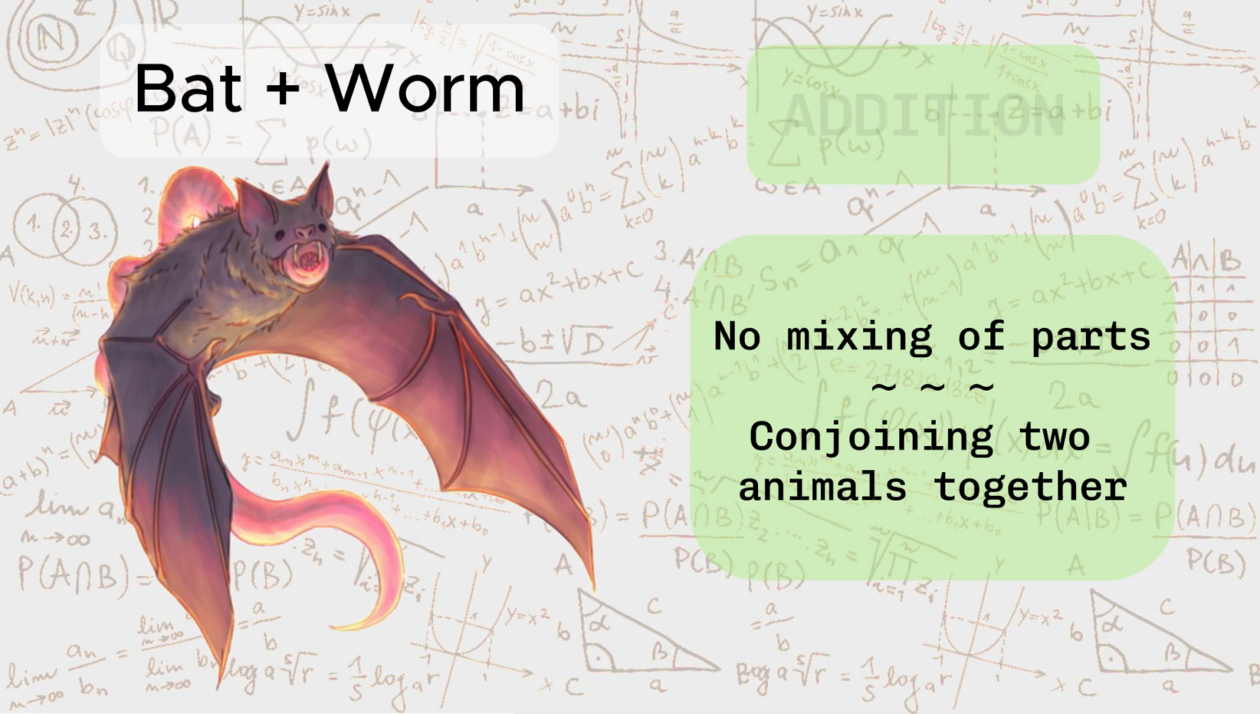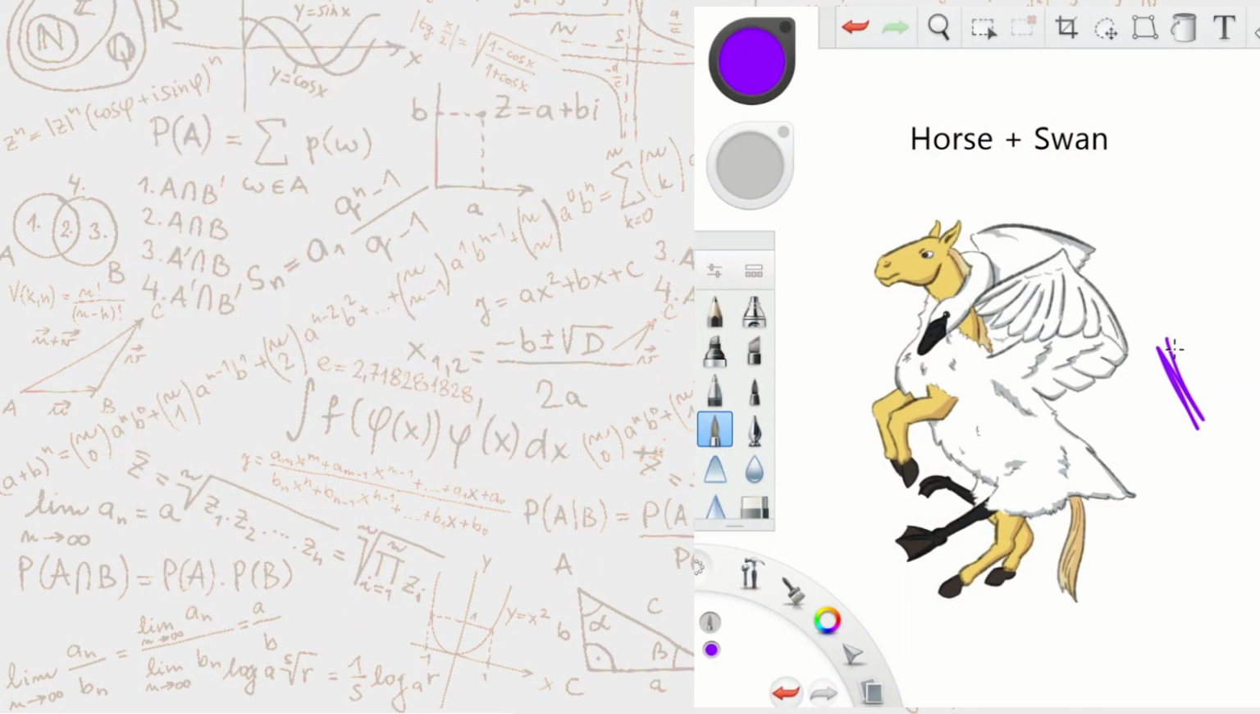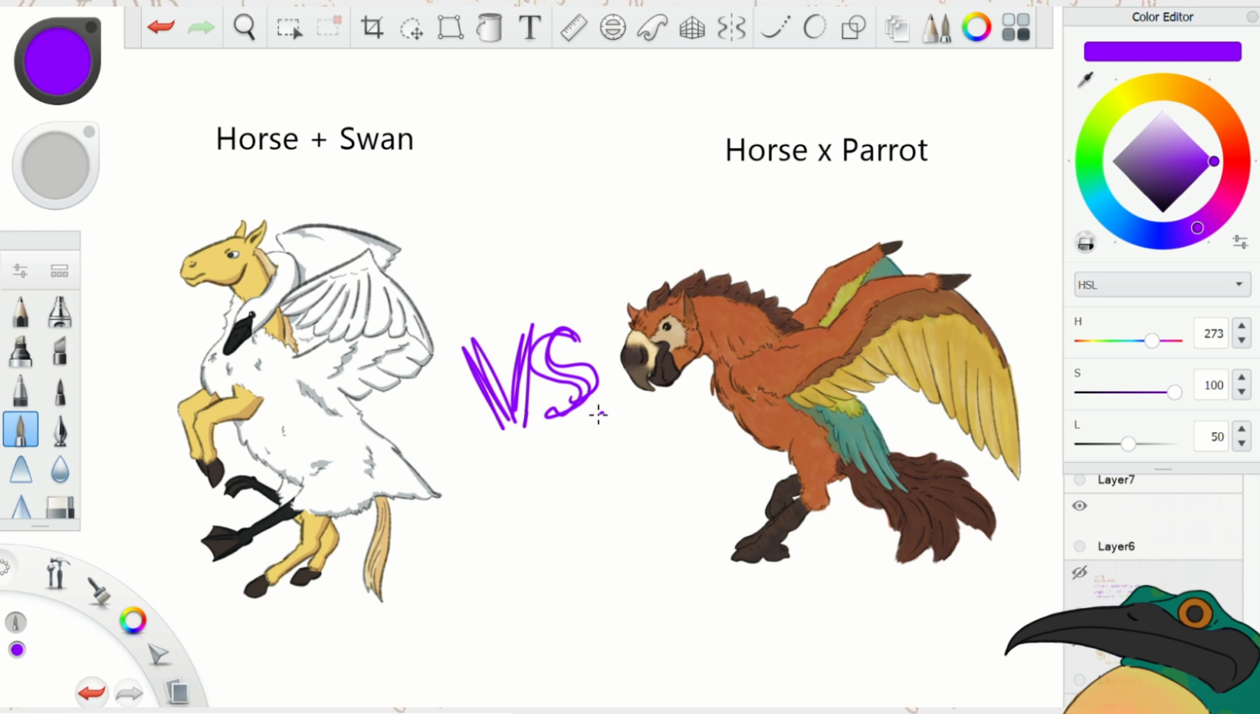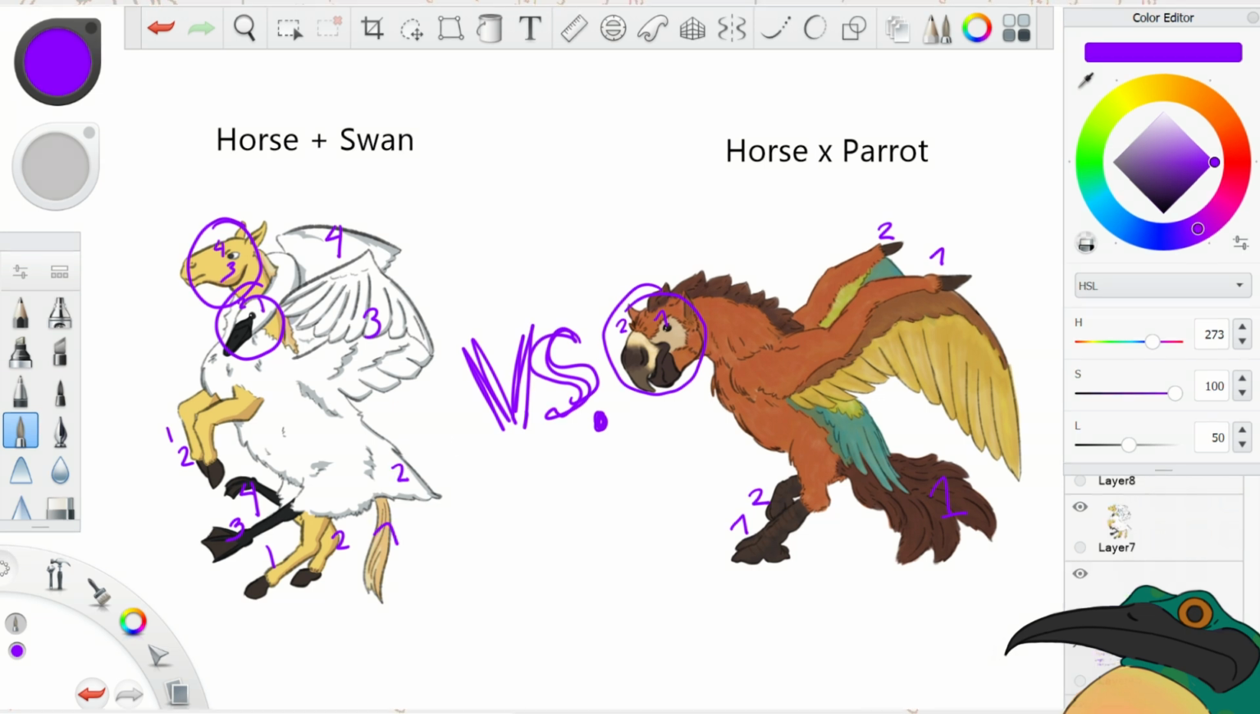To better compare the two operators, here is horse times parrot versus horse plus swan. Big difference, right? Whereas it's quite mixed here in maintaining the minimal number of body parts, i.e. a pair of back legs, front limbs and eyes, one tail and one head. In horse plus swan, everything is doubled pretty much, and that is because there is no mixing.